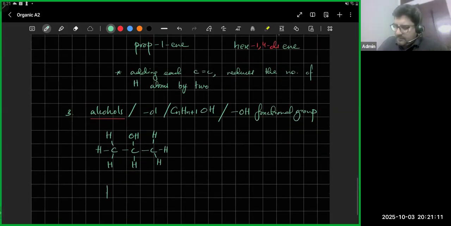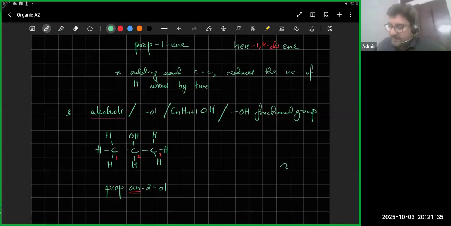So the name of this molecule would be prop. 3 carbon atoms. AN indicates whether it's saturated or not saturated, and it's going to be ol, but it's going to be 2-ol because the OH is on the second carbon atom. Okay, so 1, 2, 3. You remember this? AN represents whether it's saturated or unsaturated.